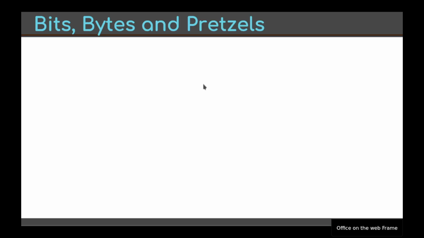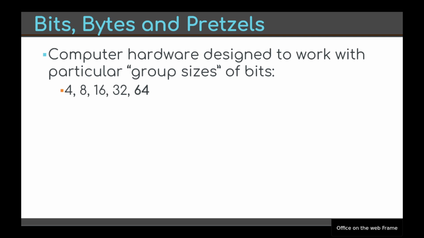Bits, bytes, and pretzels. So computer hardware is designed to work with particular numbers or group sizes of bits. 4, 8, 16, 32, the Nintendo 64. For a while there, the bit count of the processor, or the size of the registers that you would use to interface with the graphics hardware, the sound hardware, was a big selling point. We had 8-bit games for the NES, and then we had 16-bit games.